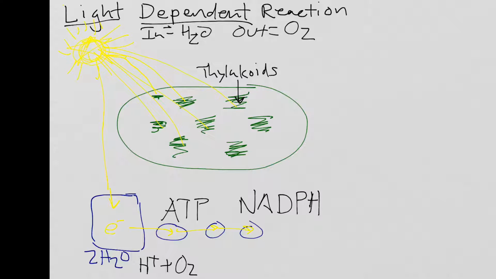So the purpose of this whole entire first thing is, even though we use our water and we make our oxygen, the main purpose of all of this is so that we create these two things, the ATP and the NADPH. That is the purpose of the light reaction. All of this other stuff is for the sole purpose of making ATP and NADPH.